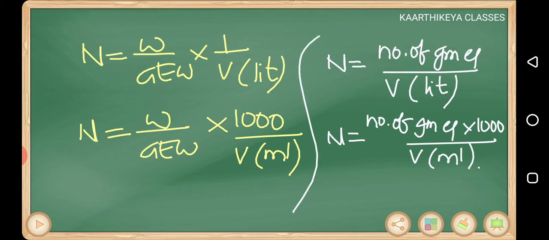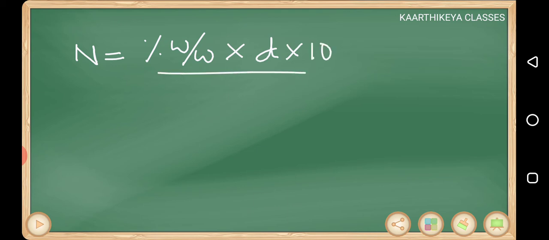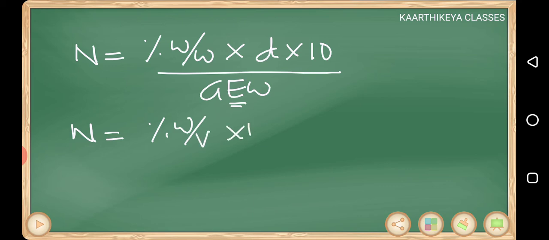The special formulas are, copy somewhere. Normality is equal to percentage weight by weight into density into 10 by equivalent weight. Same formula as molarity, just this term is different. Percentage weight by volume when it is given, no density.